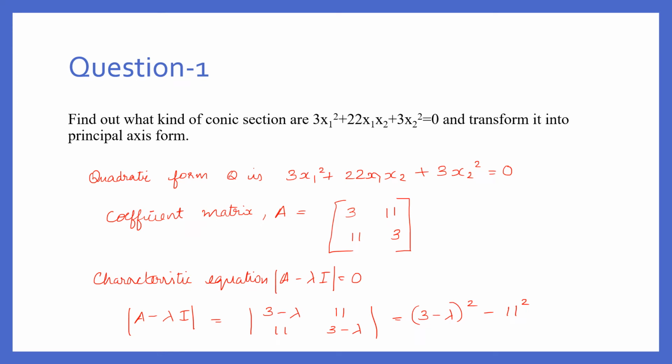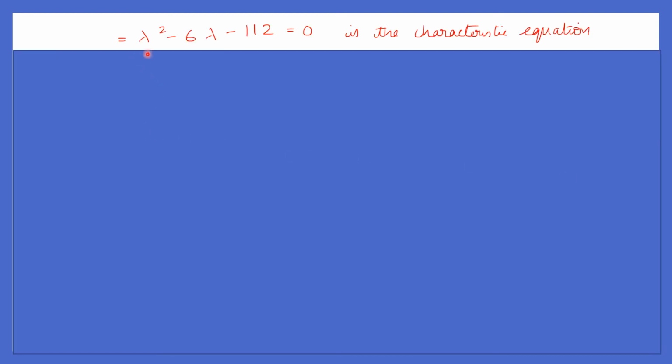Now we have to find out the characteristic equation of this particular matrix. The characteristic equation can be found out as determinant of A minus lambda I equal to 0. So we have to take the determinant of A minus lambda I. A minus lambda I means here we have to represent as the determinant of 3 minus lambda, 11, 11, 3 minus lambda. So it will be evaluated to identify the corresponding characteristic equation. We obtain the characteristic equation as lambda square minus 6 lambda minus 112 equal to 0.